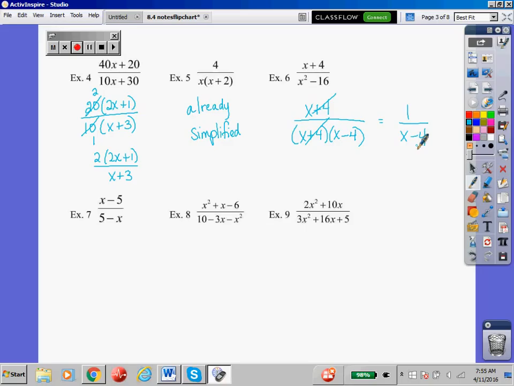So just be careful with that. All right, example 7. I want to go over this because this is going to end up creeping in once in a while. I'm not going to do it a lot, but it will come in once in a while.